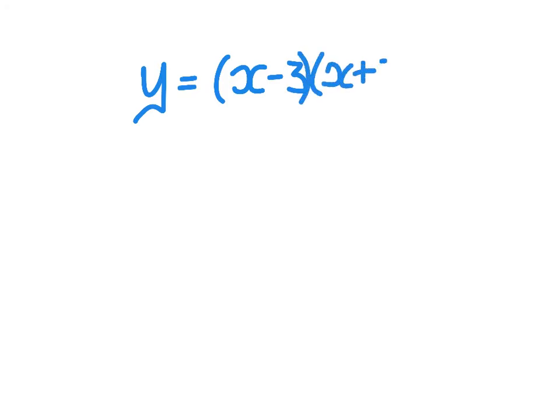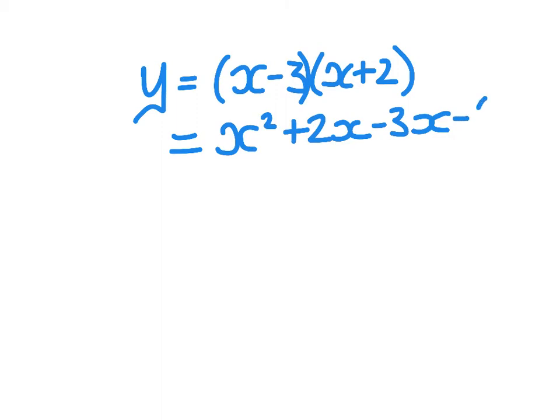Okay, example 2. Here we're told that y equals x minus 3 times x plus 2. We're given an expression here in a factorised form. In order to differentiate, we do not want it in a factorised form. We want a sum, not a product. So that means we need to multiply out the brackets, which means I'm going to get x squared plus 2x minus 3x minus 6, which is x squared minus x minus 6.